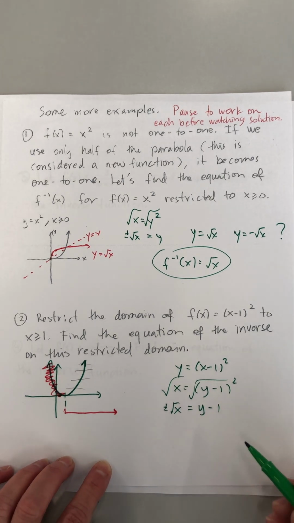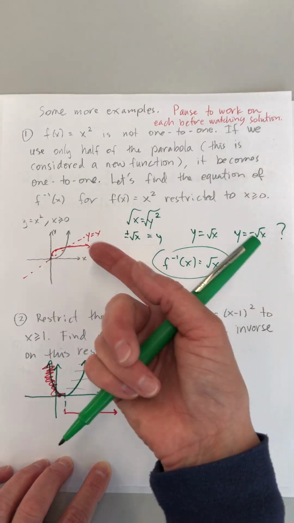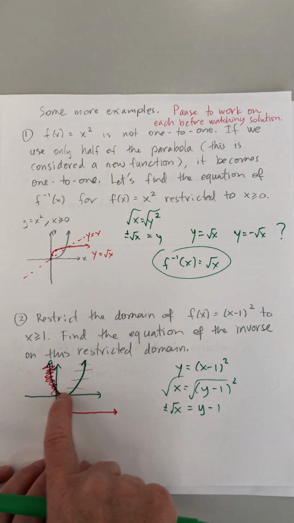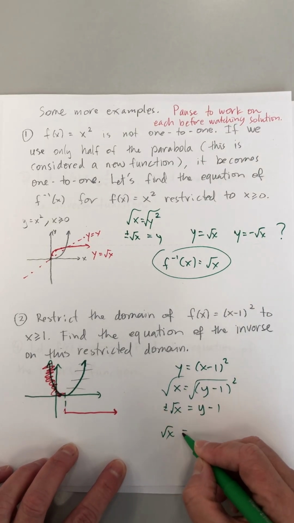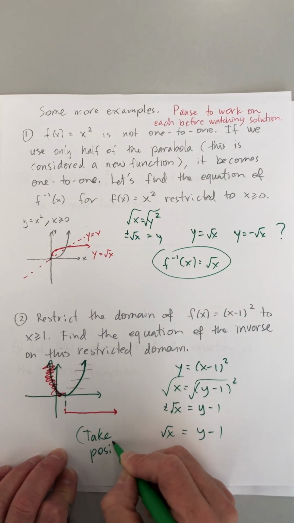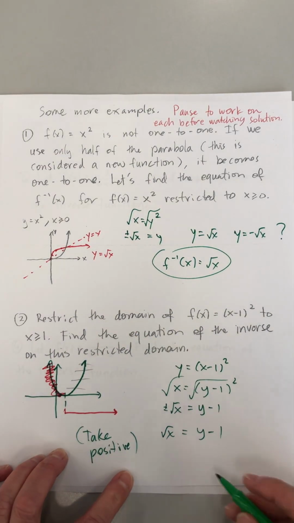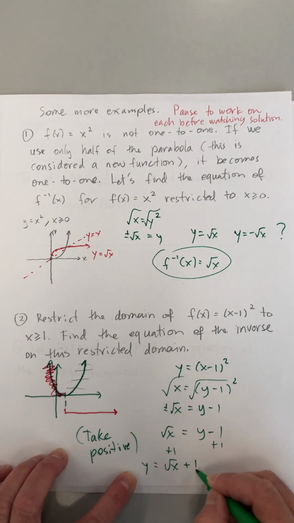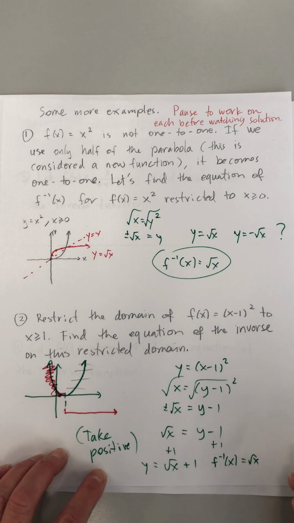And like the last case, since this is kind of similar, opens up, if we reflect it across the line y equals x, we're going to end up still needing to take the positive side. So in this case, we took the positive square root. So in this case here, we also take the positive square root. So here we will take root x equals y minus 1. So take positive, since it's the right half of this upward facing parabola. Then we add 1 to both sides. So we get y equals root x plus 1, or f inverse of x equals root x plus 1.